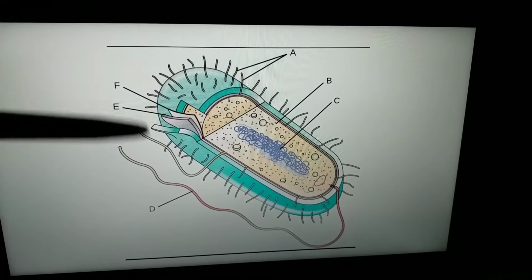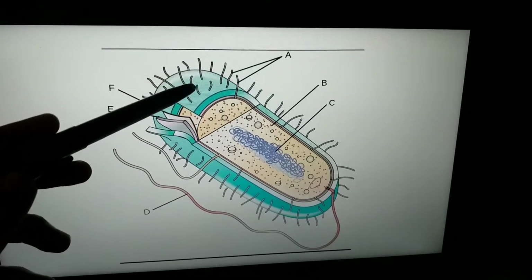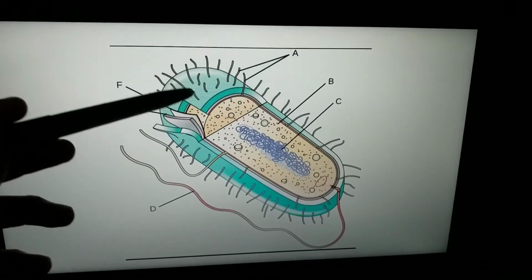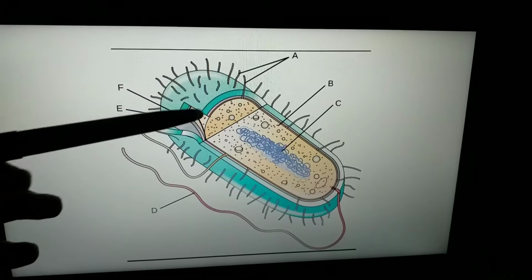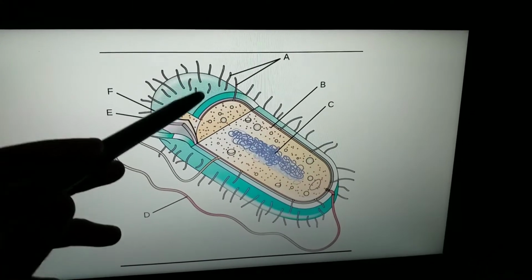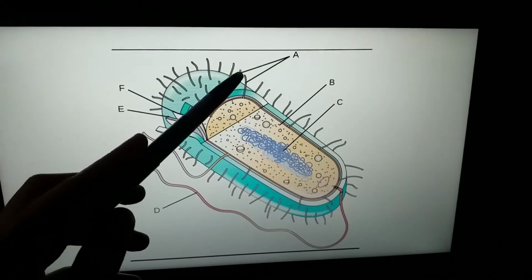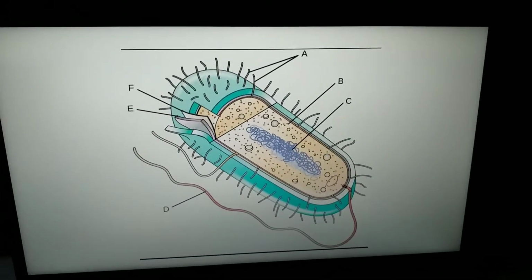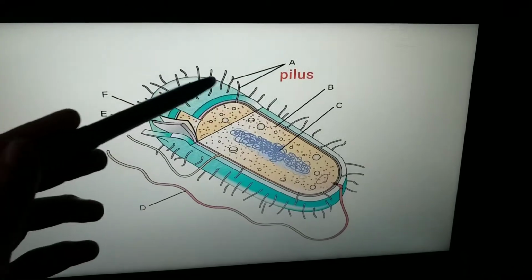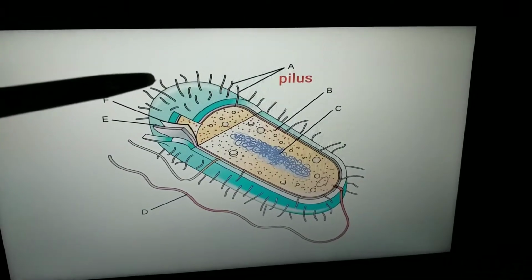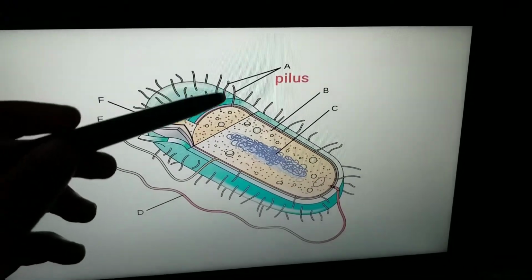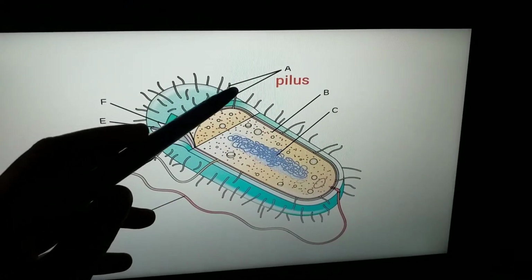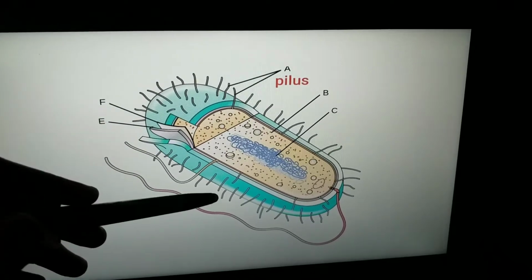Now, I will define the structure of this bacteria. So, I said a while ago that this bacteria is one of the examples of a prokaryotic. So, let's start here. This small hair is what we call the pilus or the pili. It helps to connect to other bacteria. So, these small hairs help connect to other bacteria.